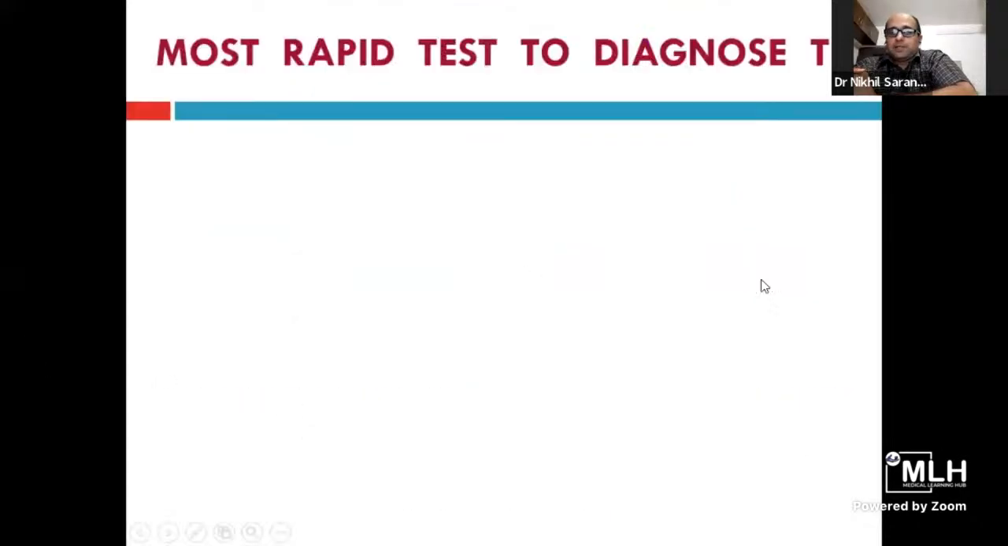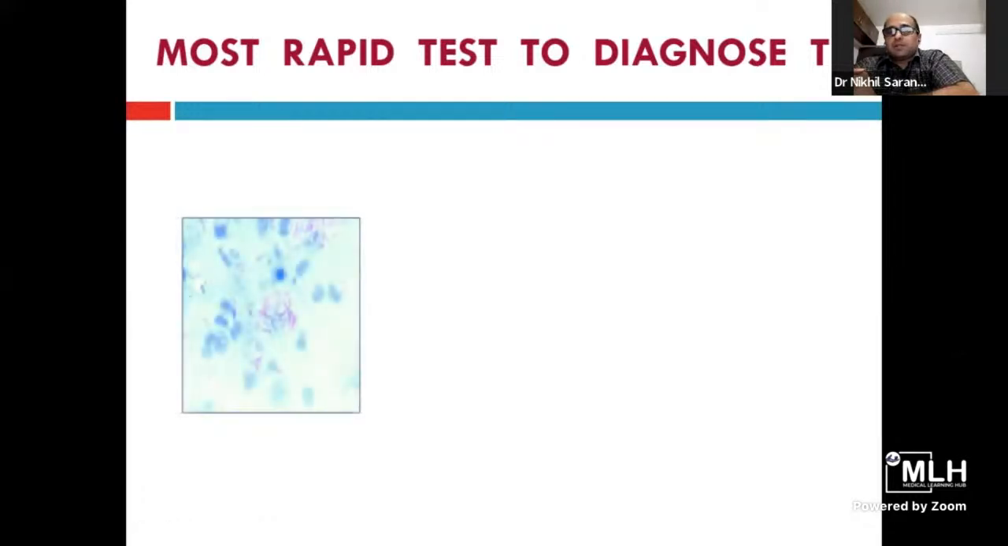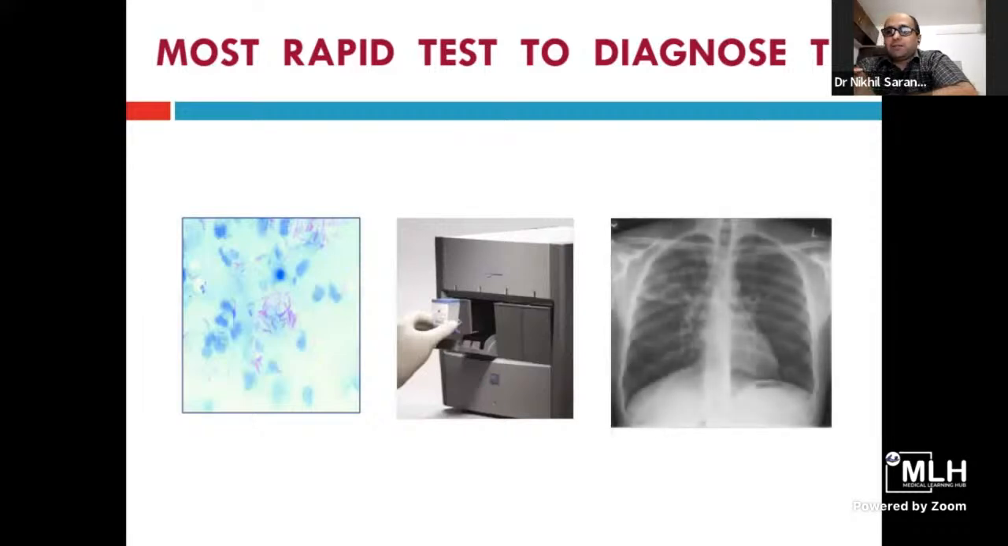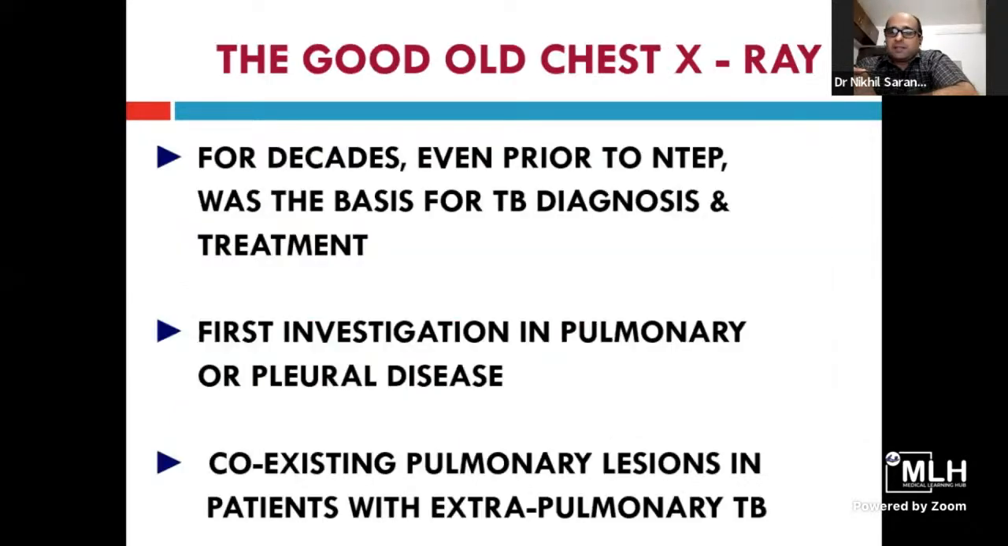So friends, what is the most rapid test to diagnose TB? On the left you have your sputum AFB smear. In the middle you have your cartridge-based CBNAAT, your GeneXpert. And finally, you have the good old chest X-ray. I would say it is ultimately the chest X-ray, because nowadays you have digital X-rays. A CBNAAT report will take you minimum 2 hours, 45 minutes. A sputum AFB smear will take at least an hour to get both samples and then stain the slides.